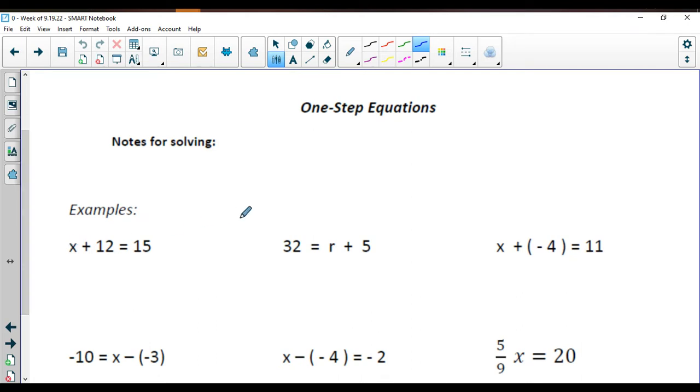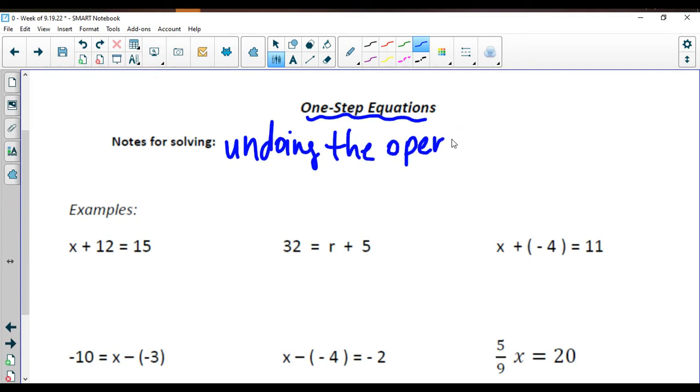Notes for solving for today. This is the bottom part of the paper. We are going to talk about solving one-step equations. And my pen just went crazy on me. We're going to start talking about these one-step equations here. Our biggest note for solving is to make sure that we are undoing the operation. So whatever's there, we're going to think about what operation undoes that.